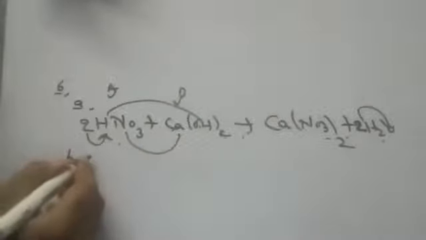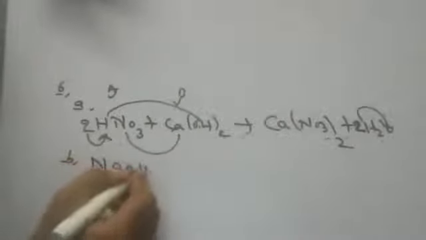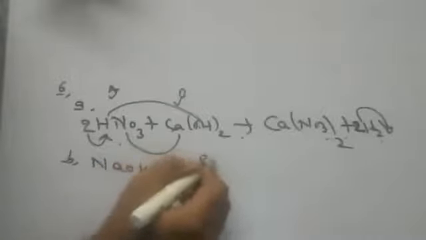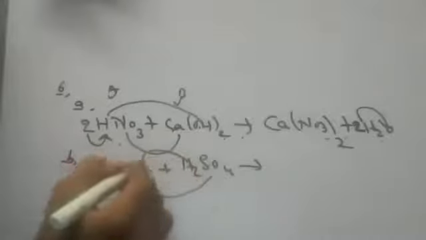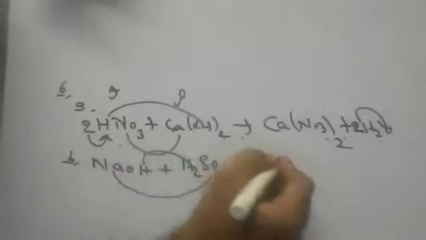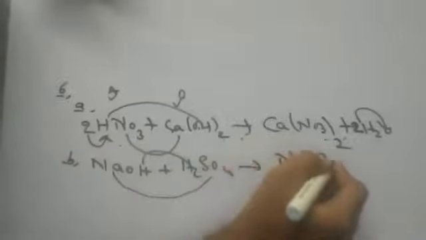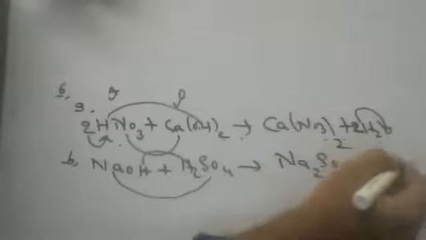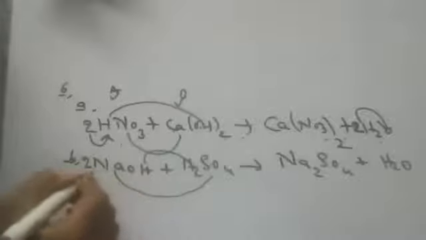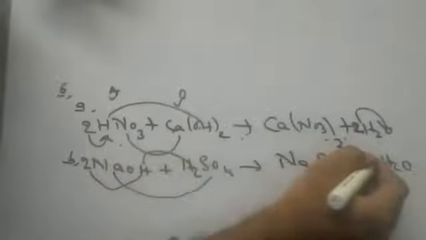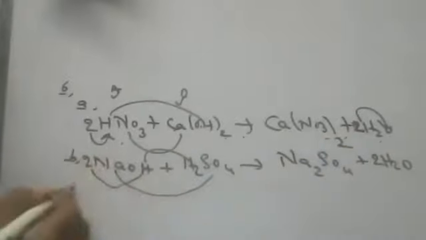Okay, now let us see sodium hydroxide plus sulfuric acid. This is also an acid plus base reaction only. Acid plus base gives salt plus water. What is the salt? Sodium sulfate. What is the formula of sodium sulfate? Na2SO4 plus H2O. Two sodiums are there, so put 2 in front of NaOH. Then 4 hydrogens on both sides, and the oxygens balance. Next one.